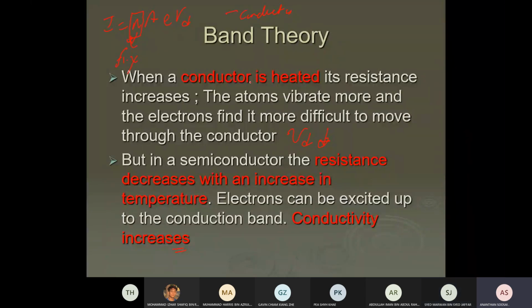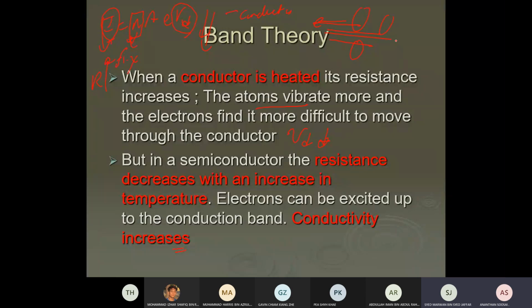So for conductor, when the temperature rises, atoms vibrate more severely, drift velocity decreases because electron cannot move forward because the atom lattice is oscillating, so electron has problem to move forward. Drift velocity decreases, so current decreases, so resistance increases for conductor.